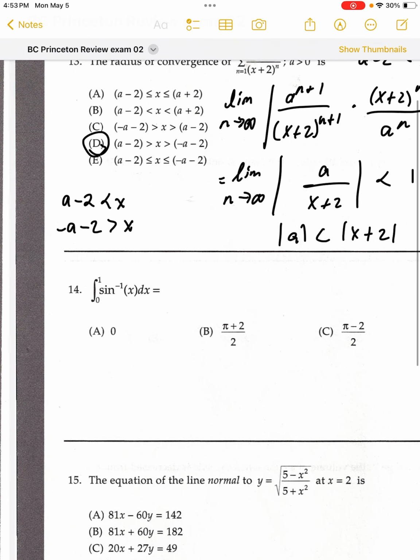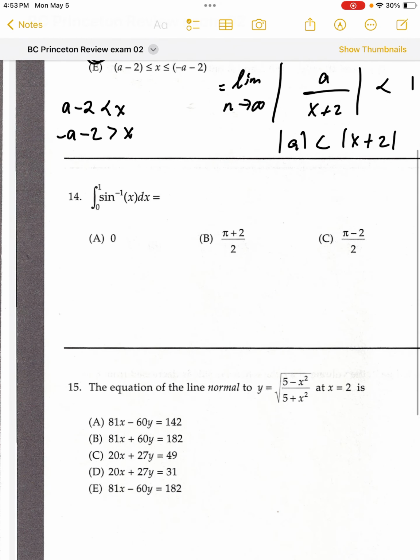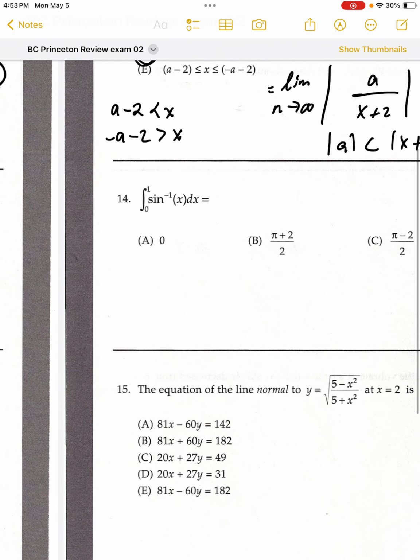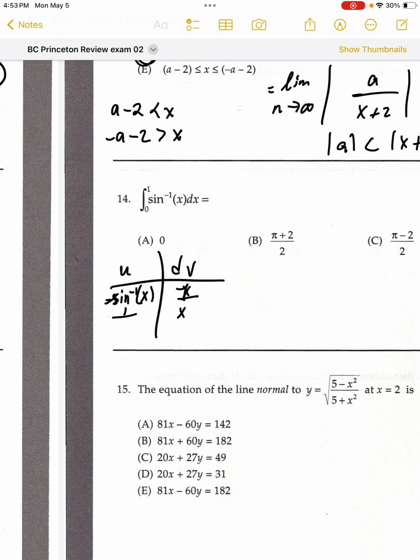So number 14. We have to integrate from 0 to 1 of inverse sine x dx. Okay, so we're going to integrate by parts. We have u dv. Obviously, it's much easier to differentiate inverse sine than integrate it, right? So we're going to have dv as 1. So then that'll be x, and it'll be 1 over square root 1 minus x squared. And then we can stop.